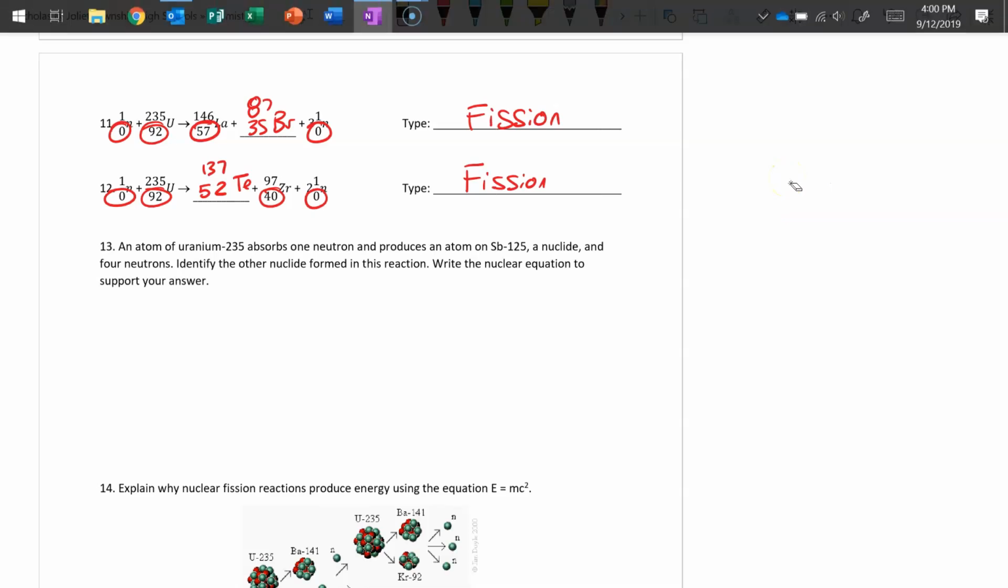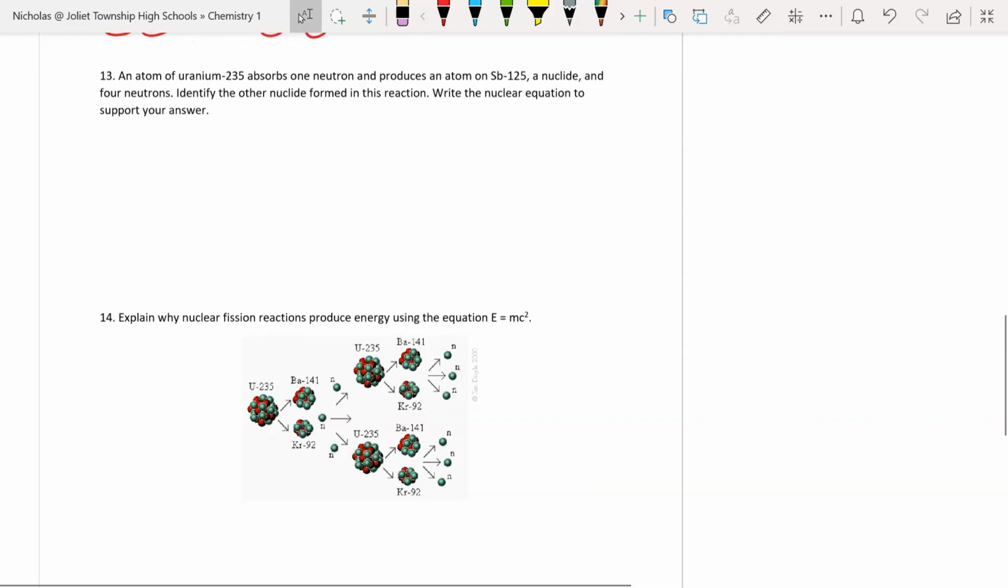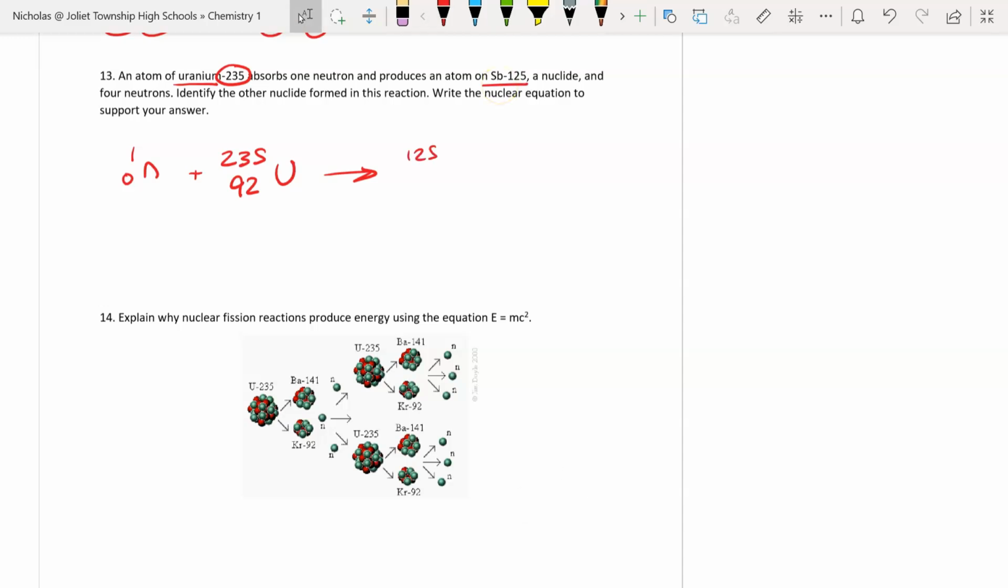All right, let's go ahead and move down to this wonderful word problem. So we know that we're dealing with uranium. 235 is the mass number, so let's write that out. 235. Uranium is number 92 on the periodic table. And let's see, it says it absorbs 1 neutron, so we need that. And it produces, let's see, Sb-125. Sb on the periodic table is 51. A nuclide, and 4 neutrons.